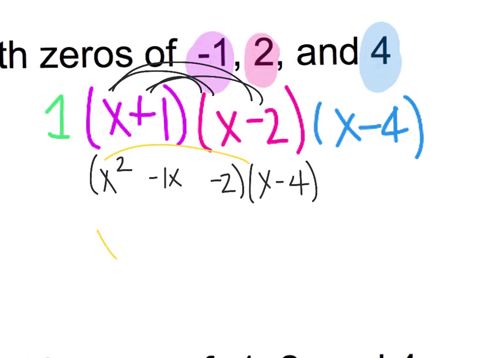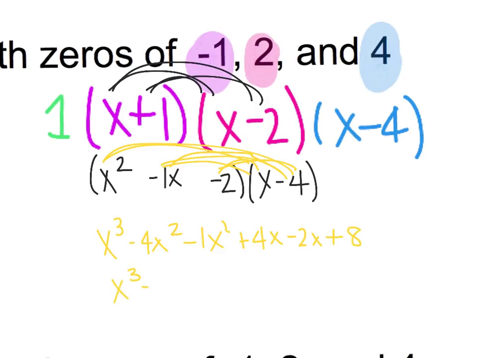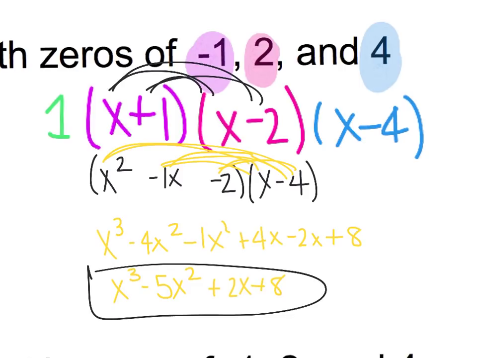And then I'm going to do that again. x squared times x would be x to the third. x squared times -4 would be -4x squared. And then -1 times x would be -1x. And then -1 times -4 would be positive 4x. -2 times x would be -2x. -2 times -4 would be a positive 8. So this would be x cubed minus 5x squared plus 2x plus 8. And that would be my polynomial. So I worked backwards from my zeros to find out what my polynomial was.